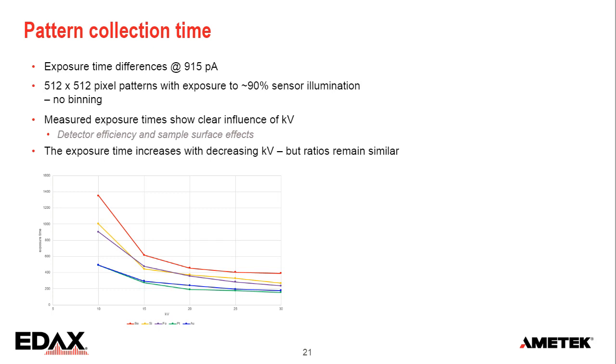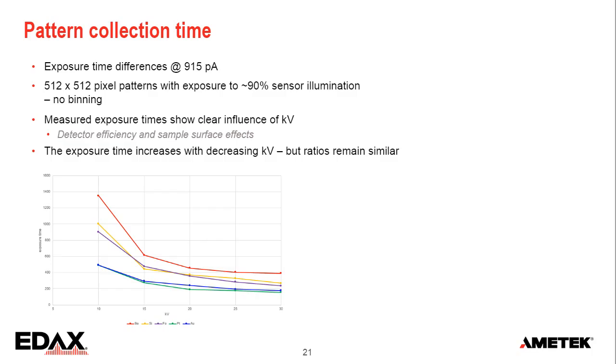Now, those were simulations. Then let's take a look at some real measurements from the patterns I just showed. Again, this is about 900 picoamp, and I just increased the exposure to get 90% central illumination. No, you don't have to go so high, but this was just to get good quality patterns that we can compare. And you can see that from 30 to 20, there's almost no difference in exposure time. To 10 kV or 15 here, it drops a little bit, and at 10 you need a lot more.